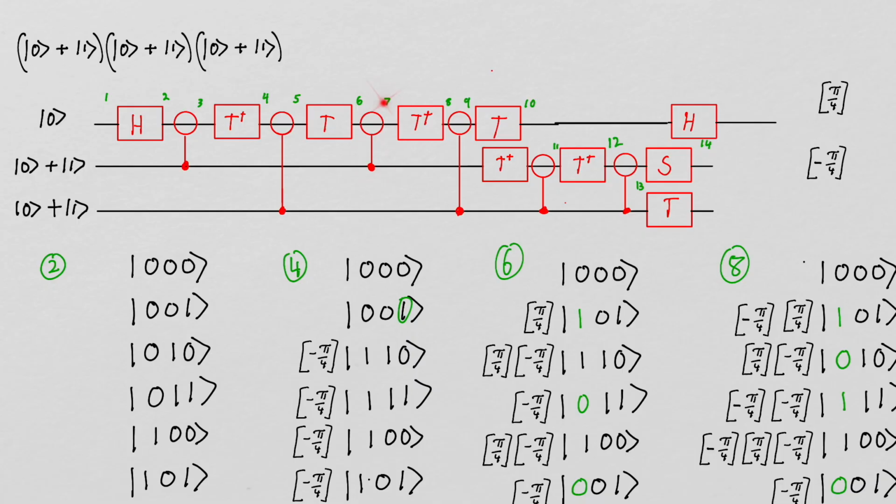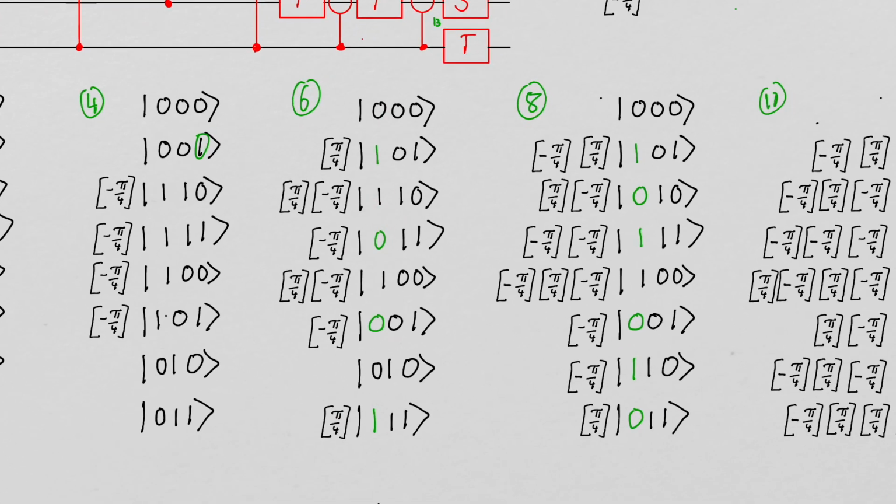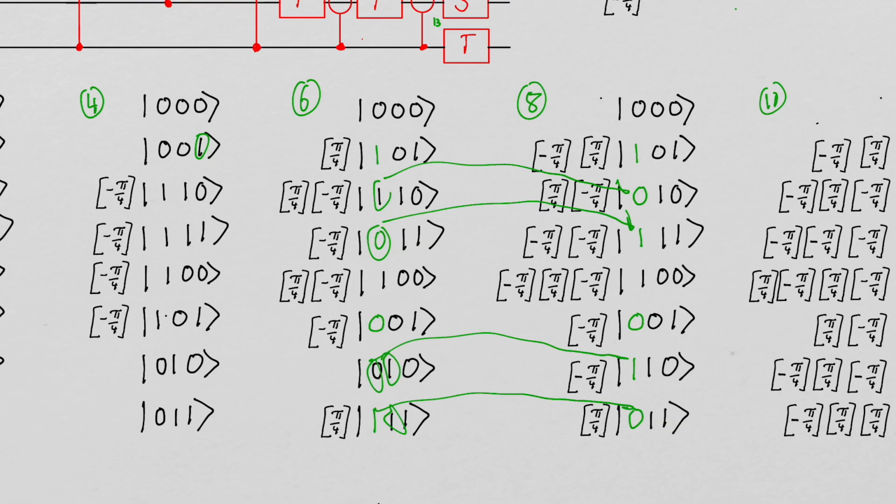Position 7, again, it's another C0 gate conditioned on qubit number 2. So we now look for all of the qubit number 2s that have a 1, and we flip those to 0. So this guy flips to 0. This guy flips to 1. So you're flipping the first qubit's state if the second qubit is a 1. Here the second qubit is a 1, so you flip that 0 to a 1. Second qubit is a 1, so you flip that 1 to a 0.